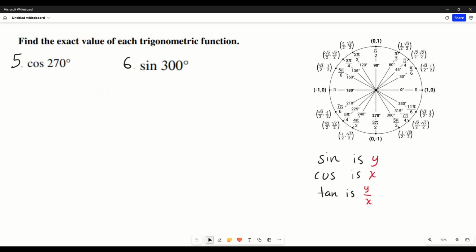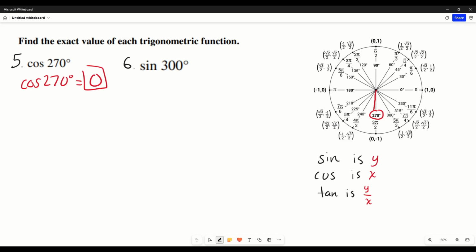For question 5, we have cosine of 270 degrees. Without the diagram showing where the degree is, it's pretty much the same, using the unit circle to help us find the exact value of cosine of 270 degrees. If I look at the unit circle right here, at 270 degrees, cosine would be 0. So cosine of 270 degrees would be 0 as our exact value.